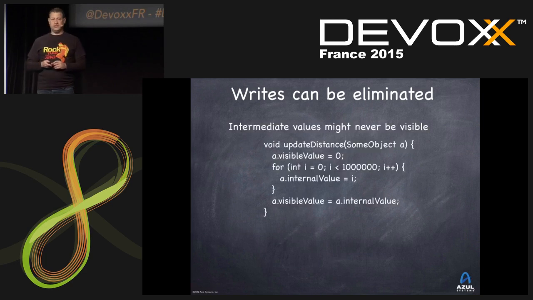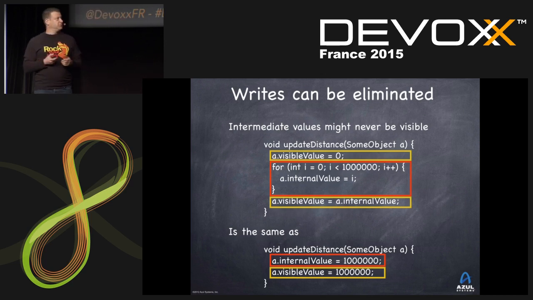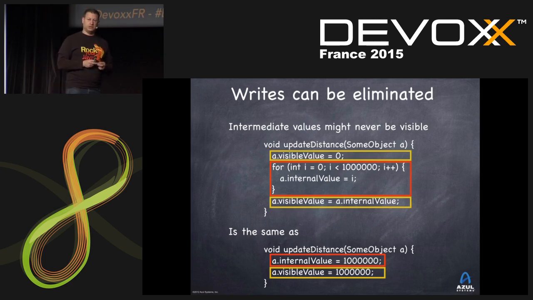And you can also apply it in loops. So for example, we have a visible value here and another visible internal value there. That loop will set the value to whatever the counter on the loop is, right? The compiler is allowed to basically figure out what the last value in the loop will be and eliminate the entire loop.